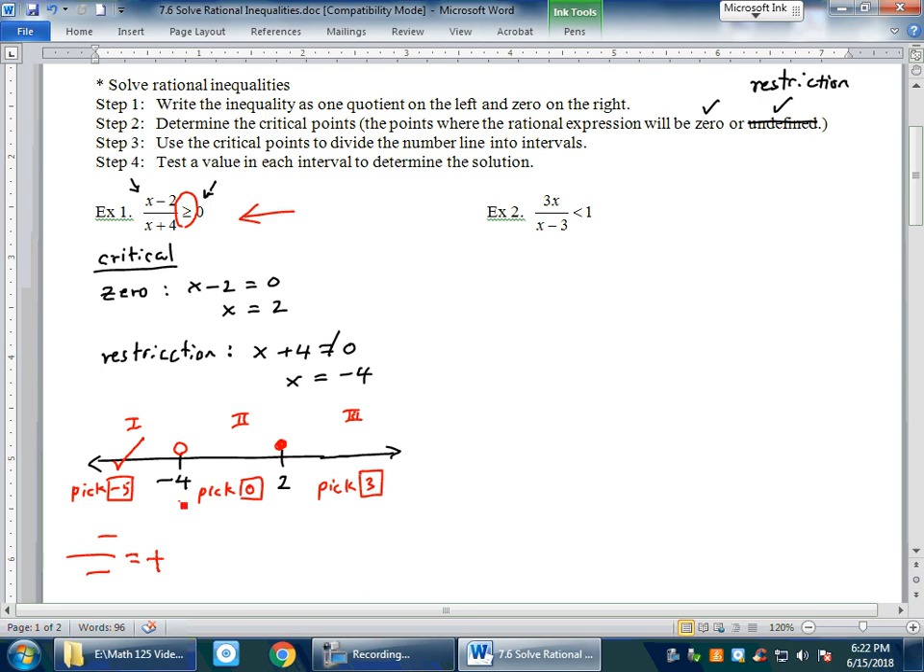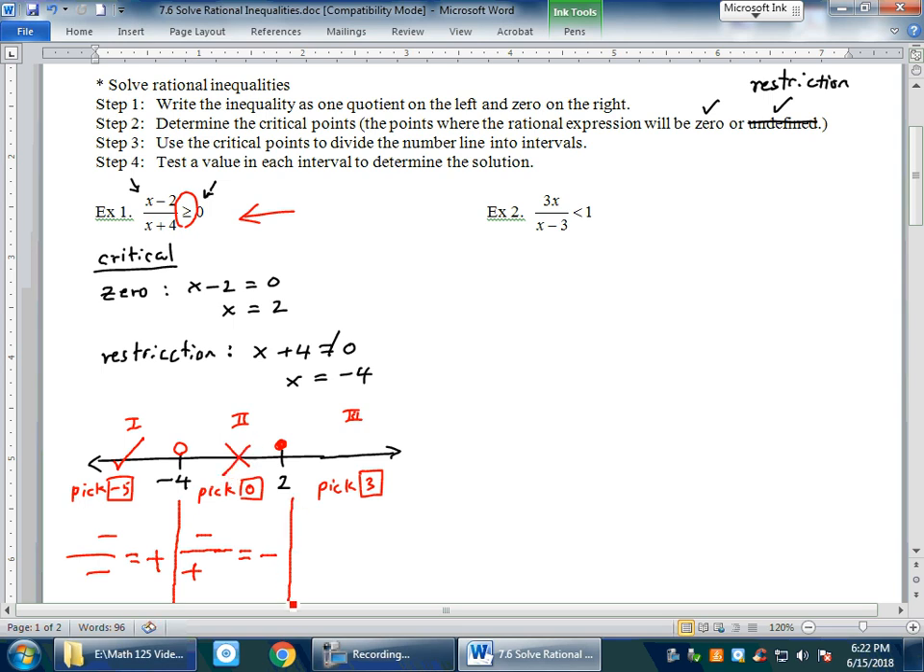Now, checking the next interval, when I substitute 0, the numerator is negative because 0 minus 2 is negative 2. In the denominator, 0 plus 4 is positive, and a negative number divided by a positive number is a negative number. A negative number cannot be greater than or equal to 0, so this interval is not good.